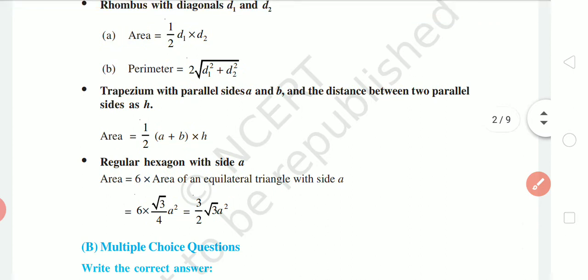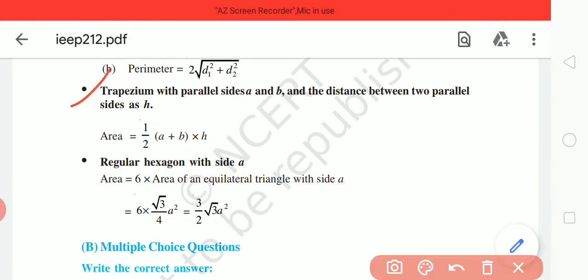Now come to the trapezium. In the 8th class you have studied about the trapezium. It has one pair of parallel sides. One pair means two sides. In the pair you will get two sides of parallel length. So here the area is 1 by 2 into the sum of parallel sides into height, right?